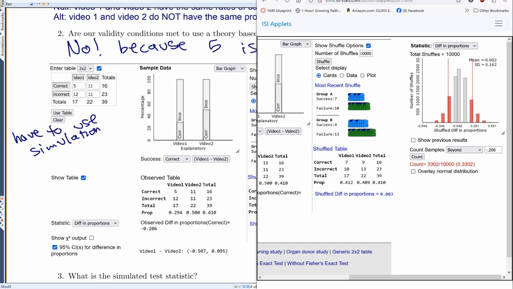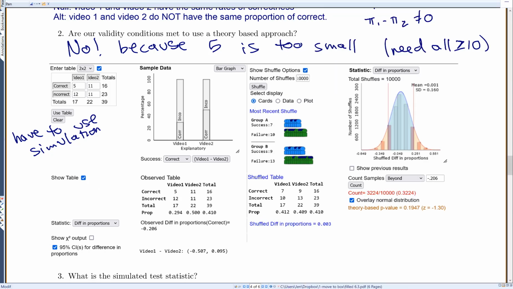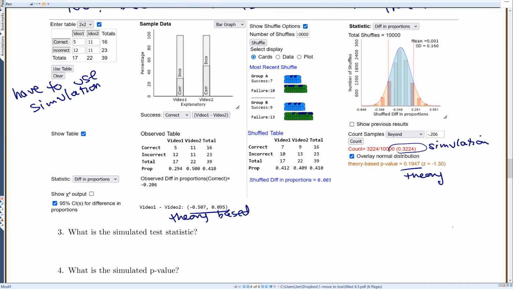Now I do want to demonstrate the difference between the simulated and theory-based. So I am going to click on this overlay normal distribution so I can get my theory-based just for comparison. Also, you can click this 95% confidence interval, but again, this will be your theory-based confidence interval. So this is your theory-based. And if we look at this count right here, this is my simulation. And this is my theory.